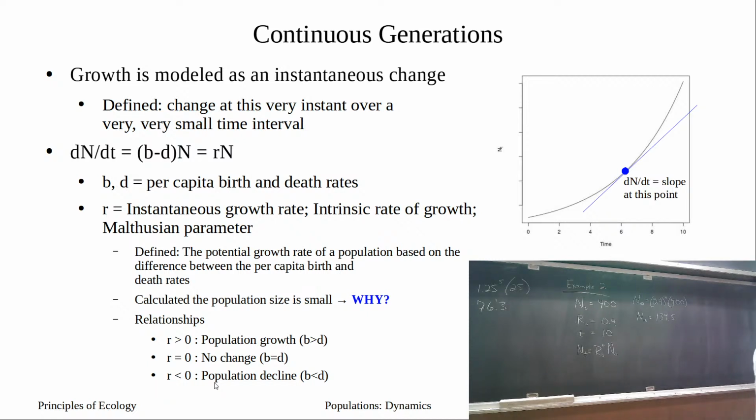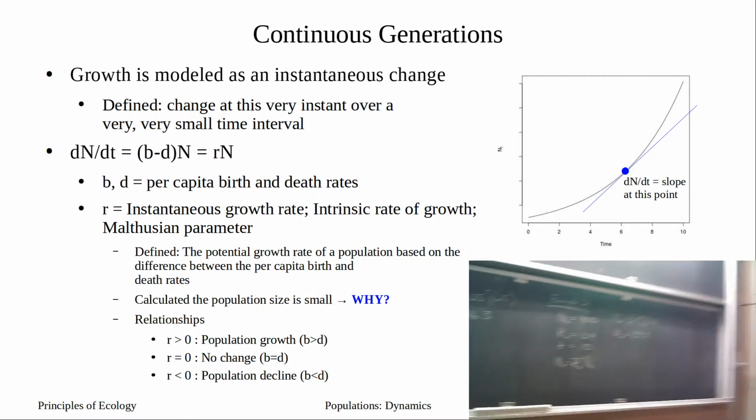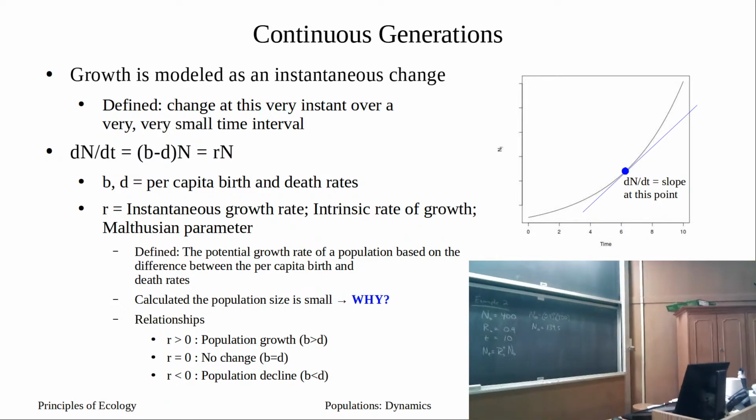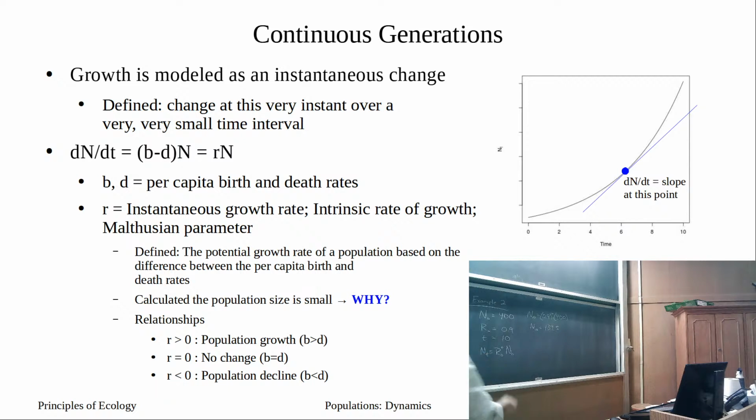If our intrinsic rate of growth is greater than 0, then that means our birth rate exceeds our death rate. So we're going to have more births, more offspring, than the number of individuals that are leaving our population due to death. If our R naught is below 0, our death rates exceed the birth rates. So now we have more individuals leaving our population due to death than those entering our population due to births.